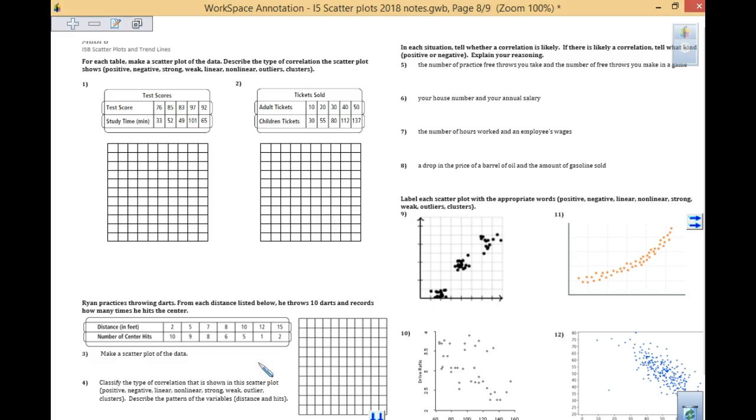So this is what your assignment looks like in the workbook. If you did not do 5A, please make sure you also do 5A and 5B.